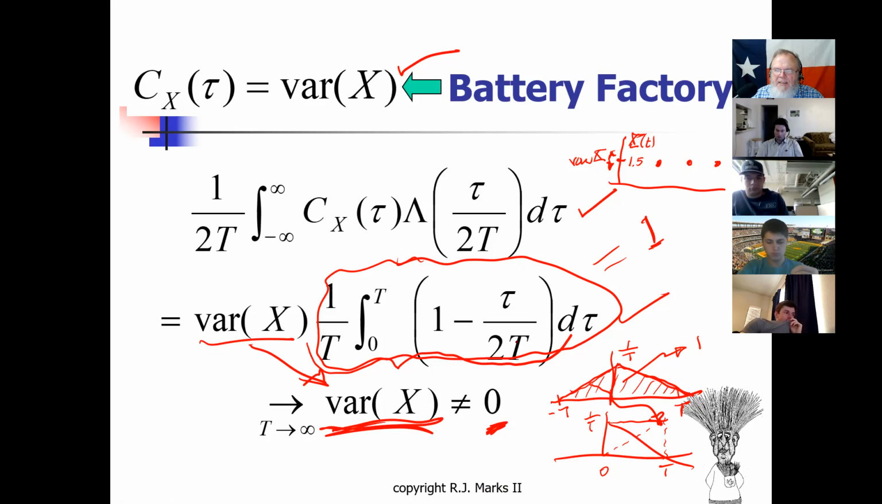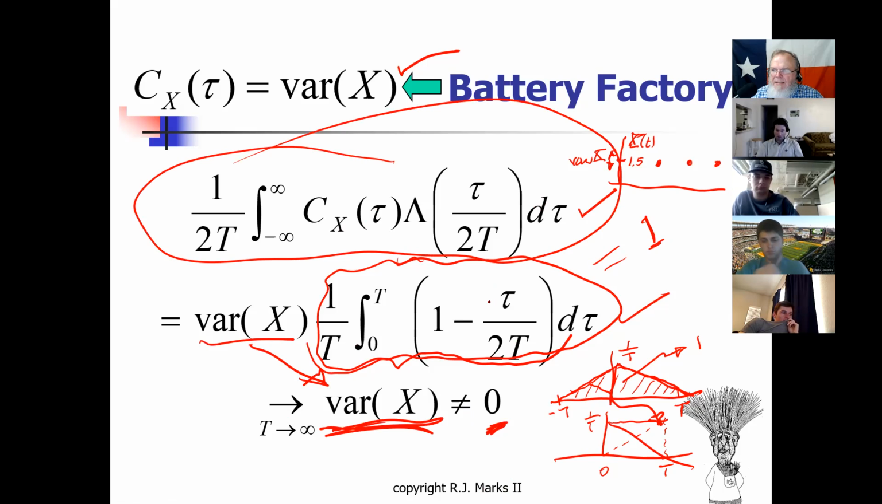Remember, we have to have this top equation equal to 0 as t goes asymptotically to infinity. But here, as we have capital T go asymptotically to infinity, we just get the variance of x. It does not go to 0. So therefore, we cannot trust the battery factory to be a stochastic process that is mean ergodic. And that, again, is consistent with our intuition. But the nice thing here is that the mathematics proves our intuition that the battery factory is not mean ergodic. Okay, onward.